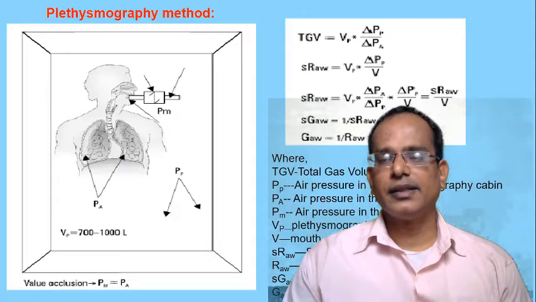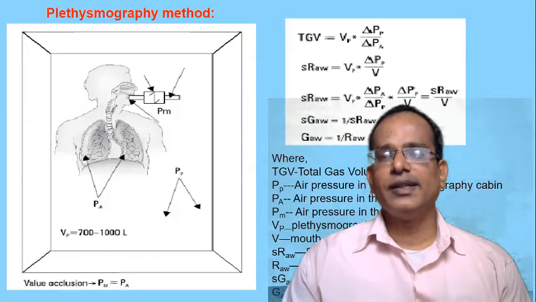Here you are seeing that G, the gas flow in the alveoli, is equal to 1 divided by the airway resistance, that is, 1 divided by R suffix AW. That means it is inversely proportional. When airflow increases, the airway resistance decreases.